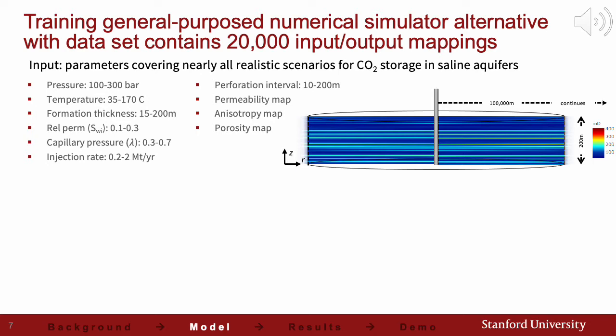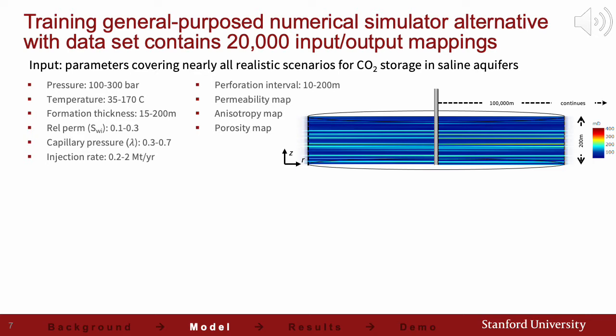And for the CO2 storage problem, luckily we have ideas of what kind of reservoir we'll be using for CO2 storage. For example, we know that the CO2 needs to be injected below 800 meters for the CO2 to be in a supercritical state. And we also know that we rarely inject the CO2 into deeper than 3,000 meters due to operational cost. That way we can limit the range of pressure that we sampled from 100 to 300 bar.